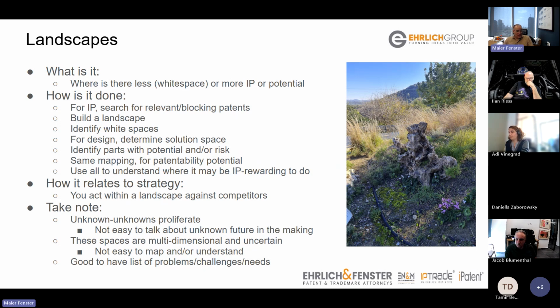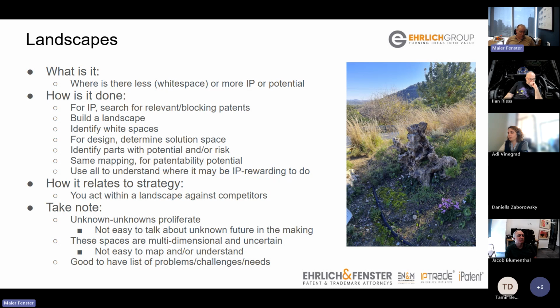Let's talk about just two types of landscapes. One is what's called white space, and one is perhaps, let's call it a potential space. In white space, you do a search, you build the landscape map, you look for white spaces. In design space, you look for what the solution space might look like, what features might exist and how they might work together. And you can also look at how patentable each one of these things would be. And really the reason why you do all of this is to understand where, from an IP perspective, it might be more rewarding to do something.